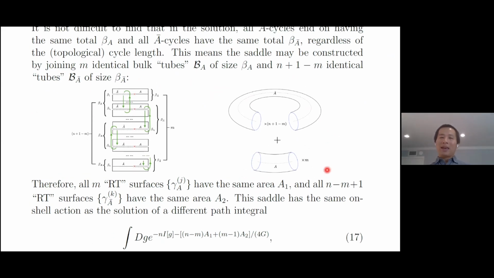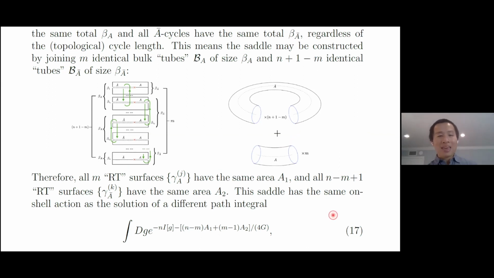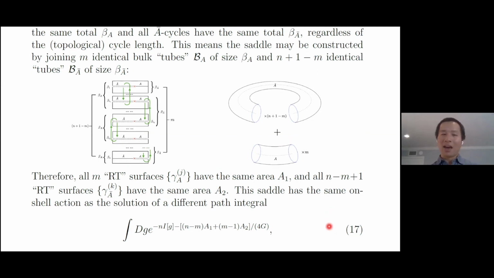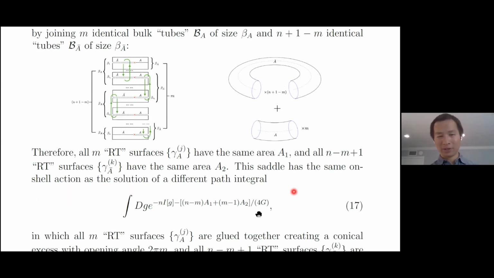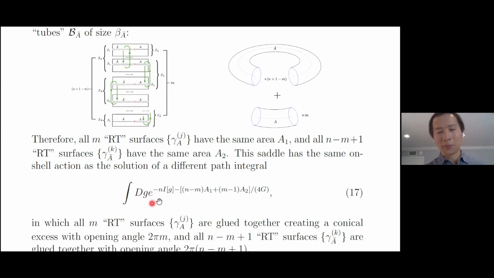So the story then becomes the following. All the RT surfaces for A have the same area, and all the RT surfaces corresponding to A bar have the same area. We can call those A1 and A2. This is because we only have two kinds of tubes. And then the saddle has the same on-shell action as the solution of a slightly different path integral, where in this path integral, we simply integrate over the action in this way.